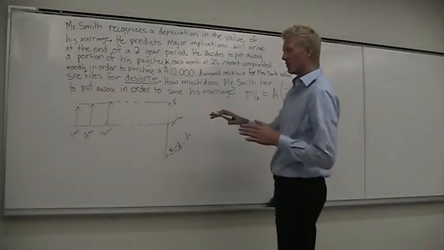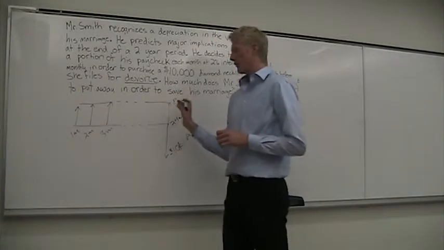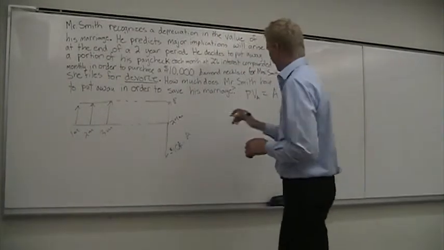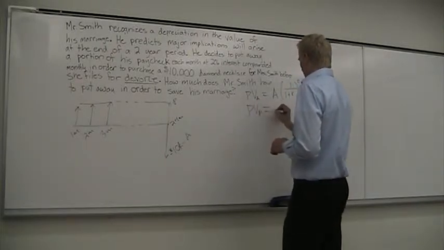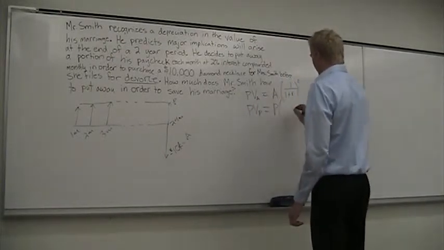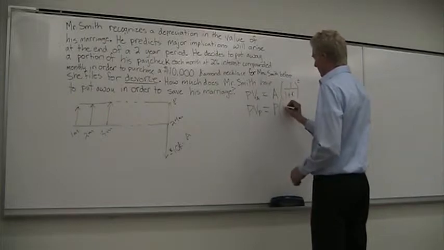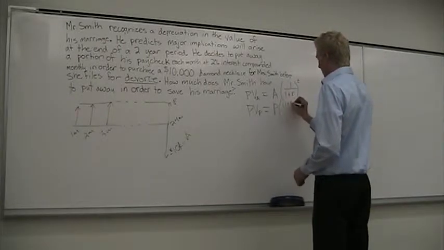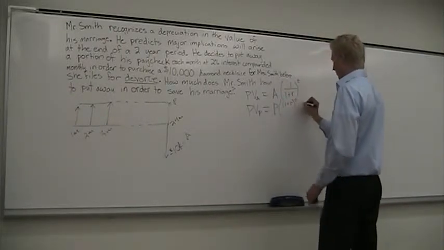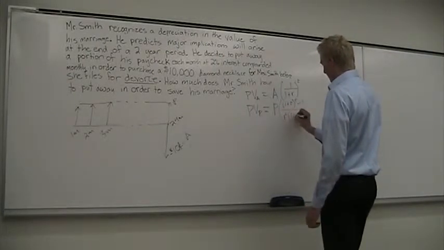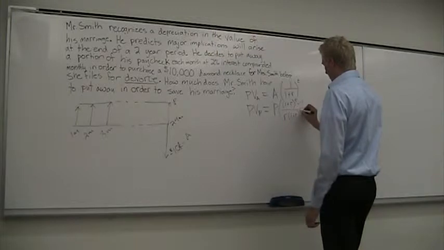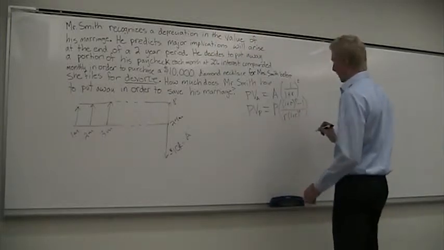Now, a slightly more complex equation for calculating the present value of all the P values will be PV sub P is equal to that unknown P value times quantity 1 plus R to the T minus 1, all over the interest rate times 1 plus R again to the T.